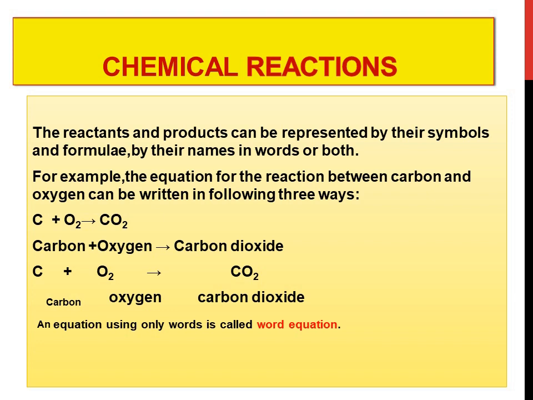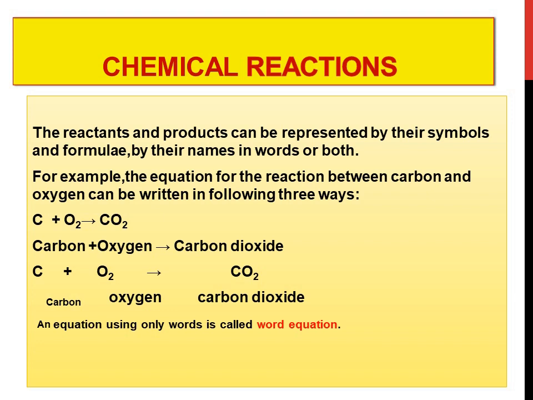Secondly, we can only use the words. And the third way is by both. We can use the symbols as well as words for representation of the equation. An equation using only words is called the word equation. Remember that. Like the second one, in that we are only using words, so that is called a word equation. We are going to study more about this type of reaction in the higher classes.